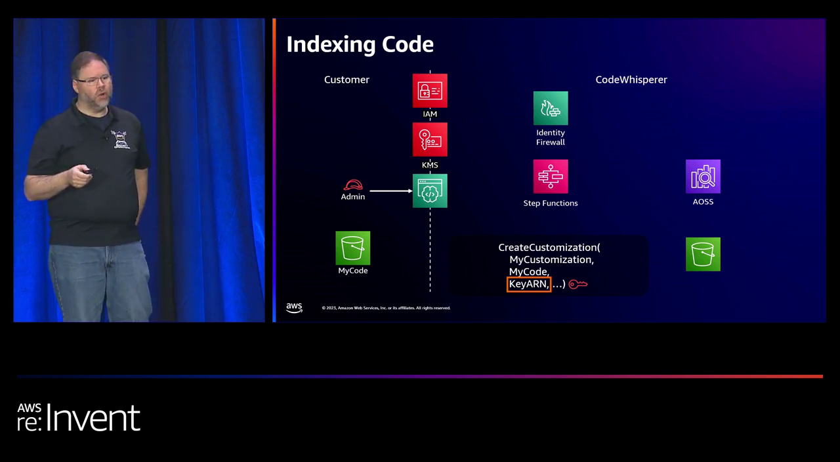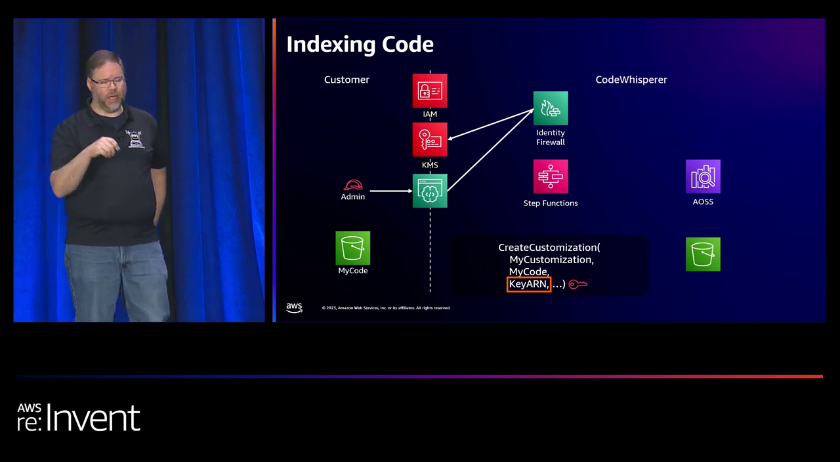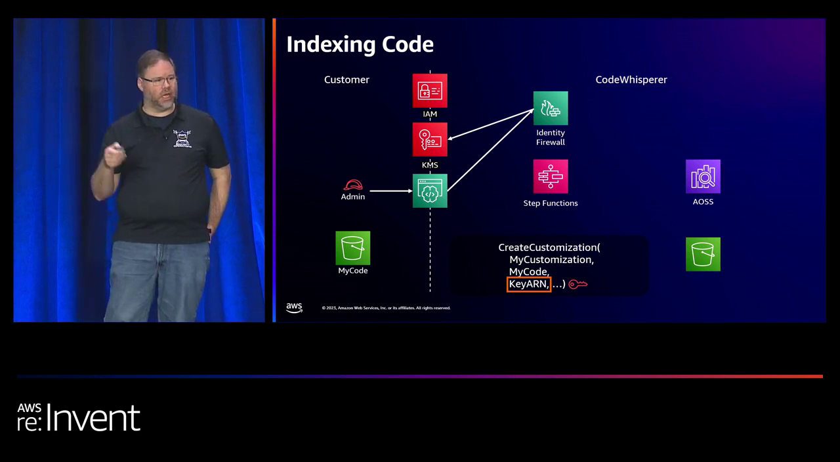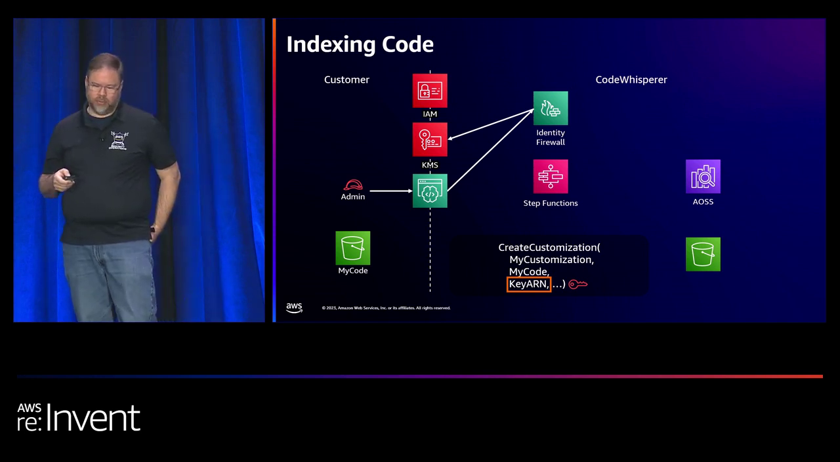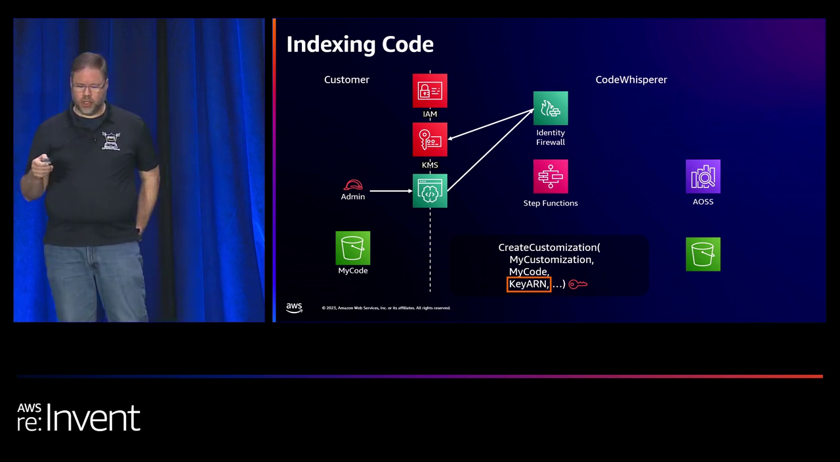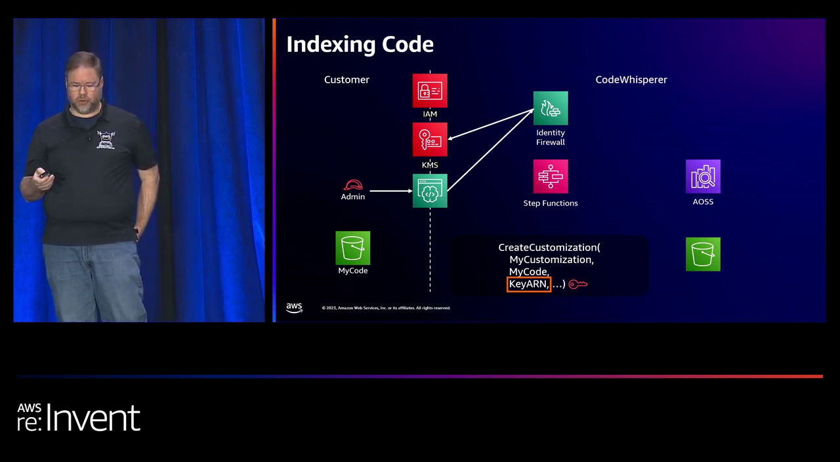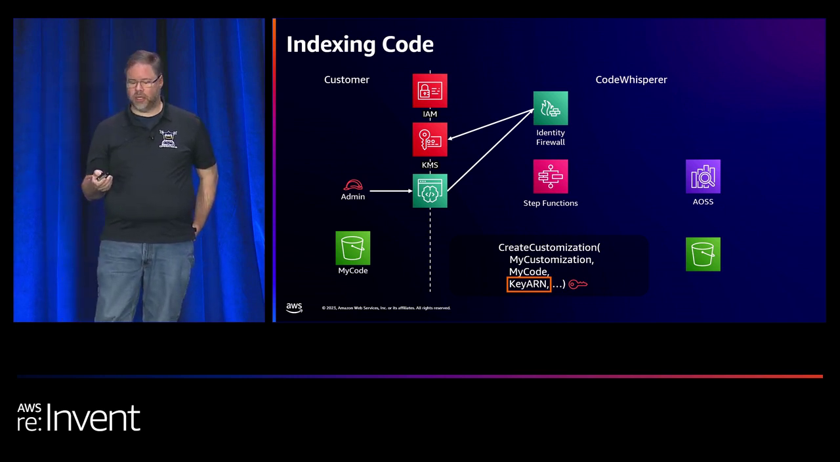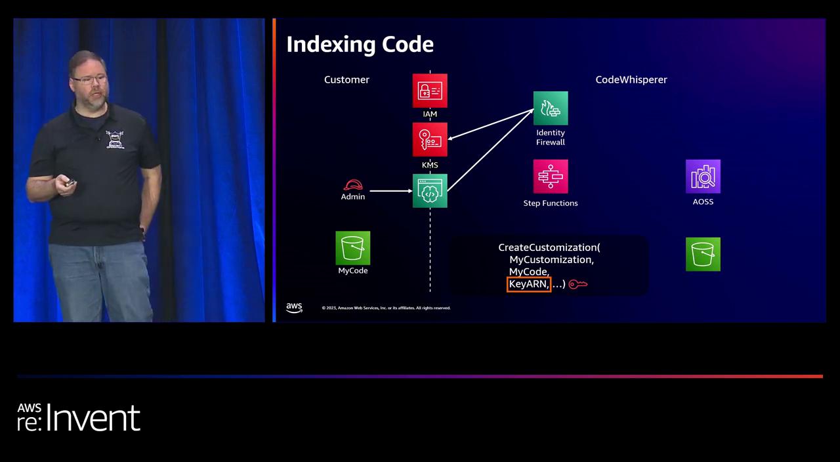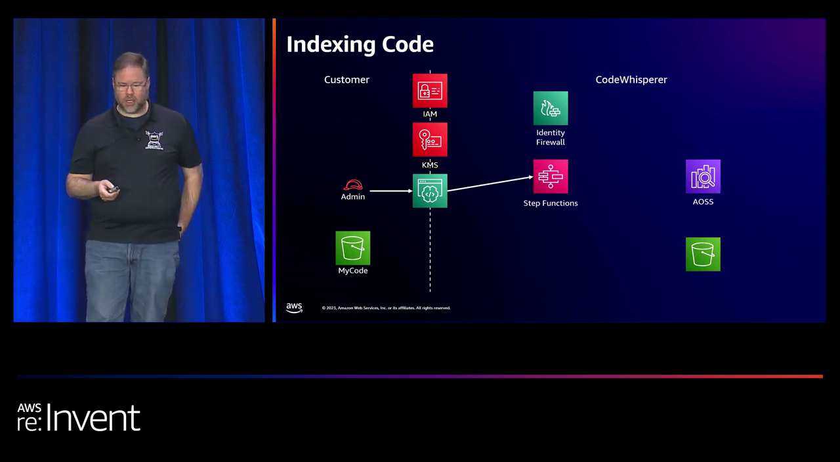So now that we know which key they want to use, the identity firewall is going to call KMS and create a grant on that key so that we have access to use that key for our purposes. The call to create a grant is going to show up in your CloudTrail logs. It's going to be auditable, and you can always query KMS to see what grants are outstanding from which services. You can also revoke those grants. This is going to break your CodeWhisperer customization, but it gives you additional visibility into and control over how your data is used. So now we can finally kick off the workflow.